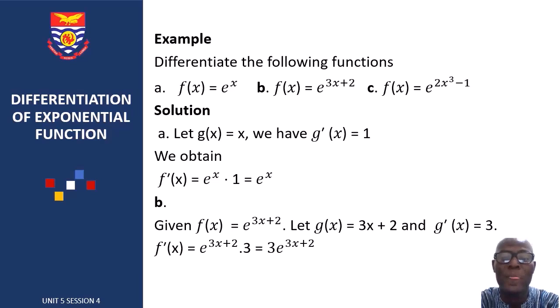For B, let our g of x, which is the exponent, be 3x plus 2. Then we differentiate that exponent, which gives 3. That is, the derivative of g of x is 3. Then we use that derivative to multiply the given function e exponent 3x plus 2. And that gives 3e exponent 3x plus 2.